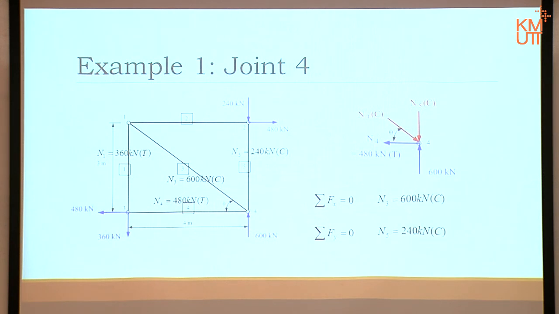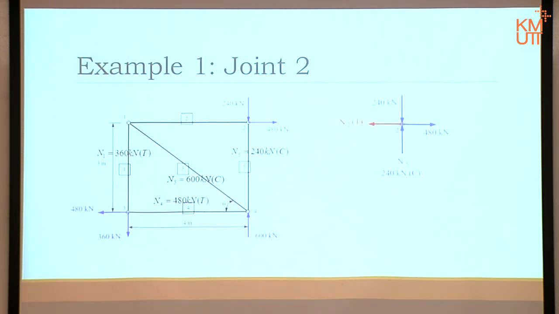This time I will go for joint 2, I think. Yeah, joint 2. Okay? Something strange happened here. That is the free body diagram. We know 240, we know 480. We worked out N5 already. We don't know N2 in this picture. But we have two equations. Right? That is going to be the normal case.